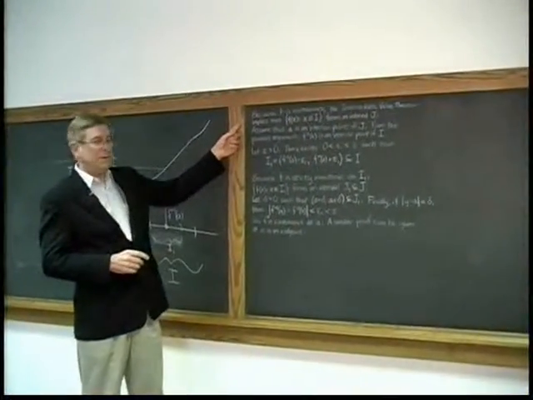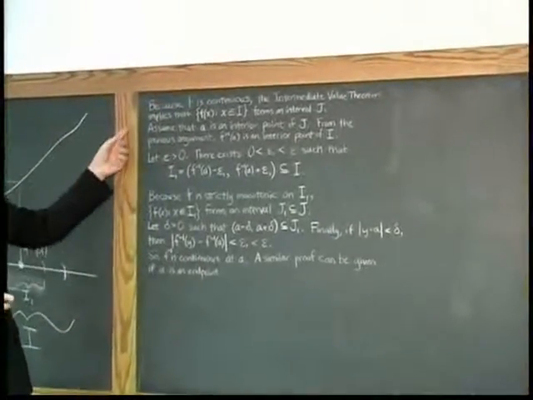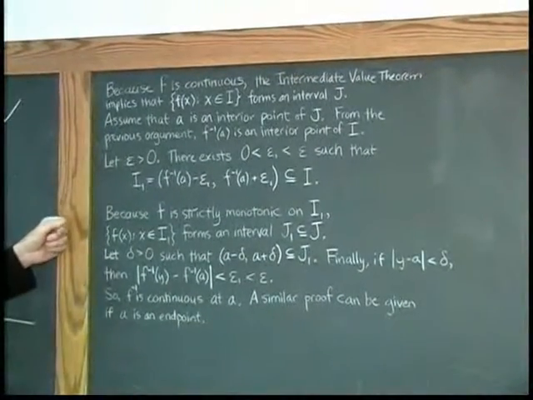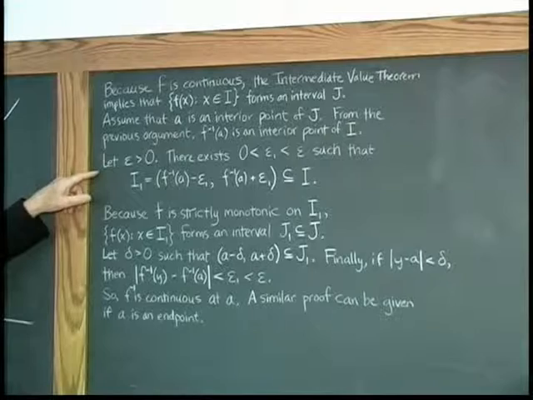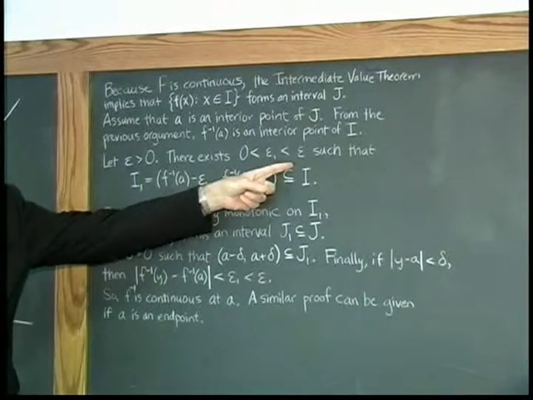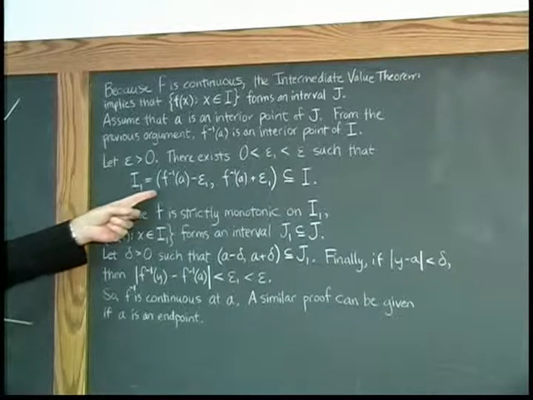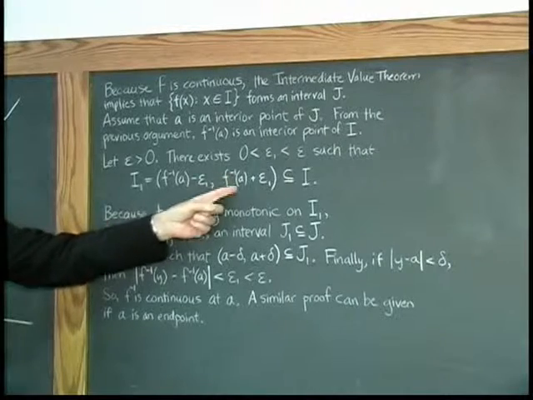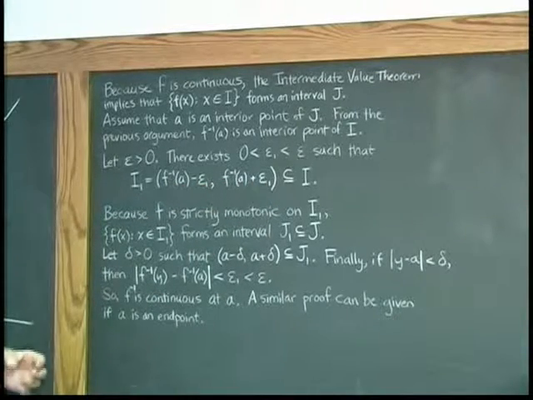Because f is continuous, the intermediate value theorem implies that the set f of x, such that x is in I, forms an interval J. Let's assume that A is an interior point of J. From the previous argument, f inverse of A is an interior point of I. So, let epsilon be greater than 0. There exists an epsilon 1 less than epsilon and, of course, greater than 0, such that the interval I sub 1, which has left endpoint f inverse A minus epsilon 1 and right endpoint f inverse A plus epsilon 1, is contained in the interval I.